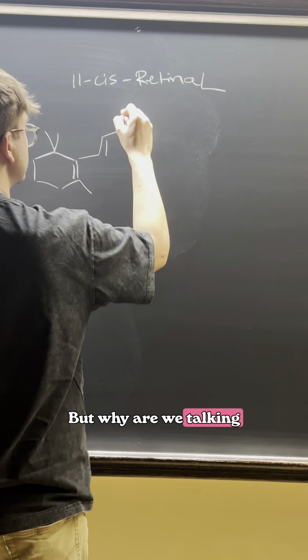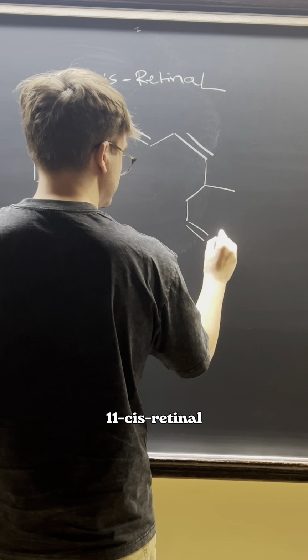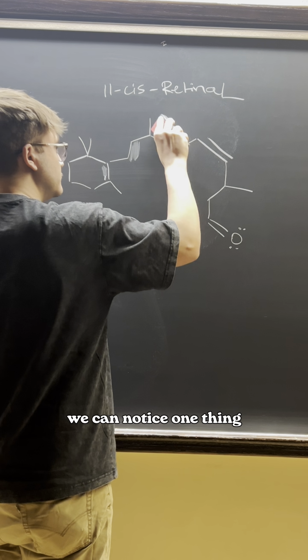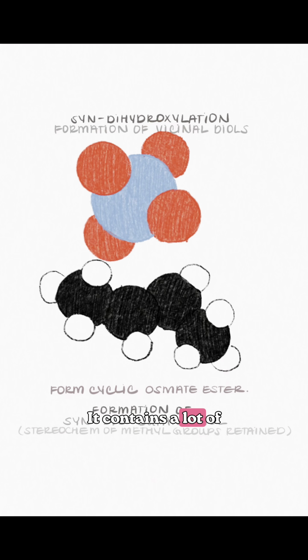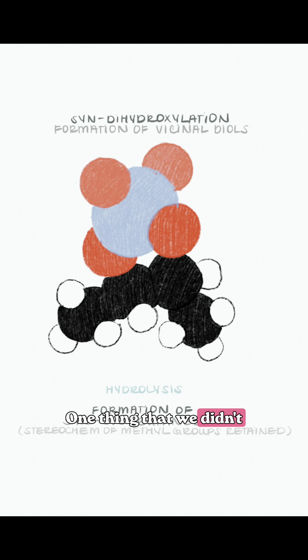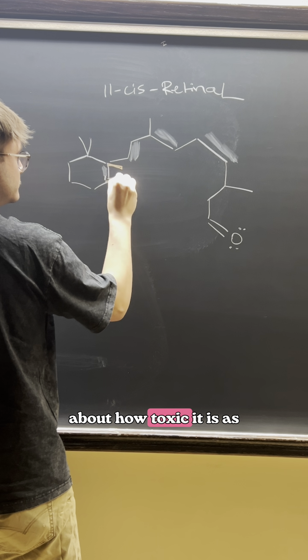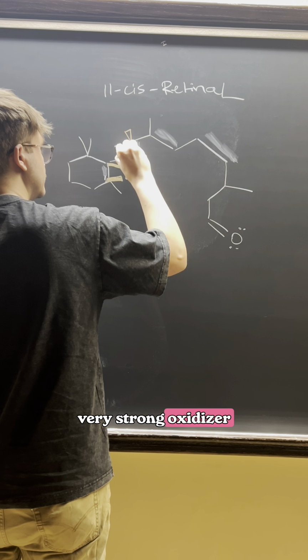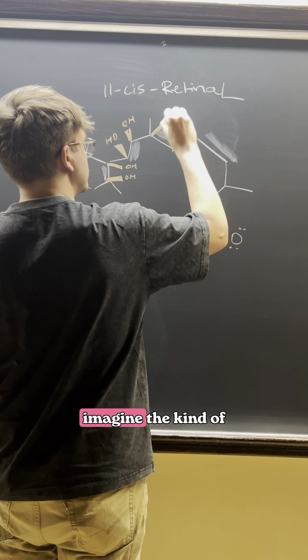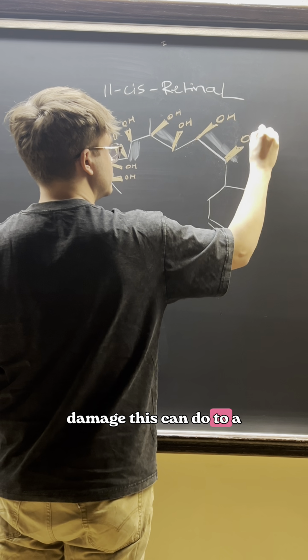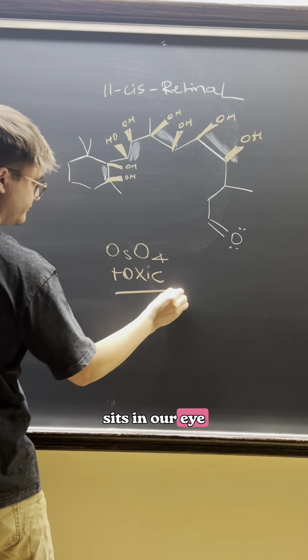But why are we talking about it? If we look at the molecule 11-cis retinol, we can notice one thing. It contains a lot of double bonds. One thing that we didn't learn about osmium tetroxide in our last video is how toxic it is as a very strong oxidizer. We can almost begin to imagine the kind of damage this can do to a very important molecule that sits in our eye.